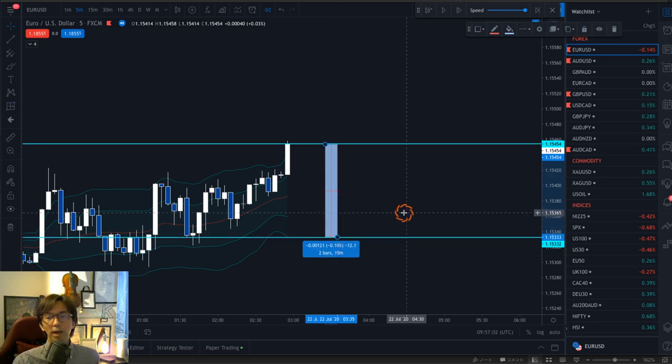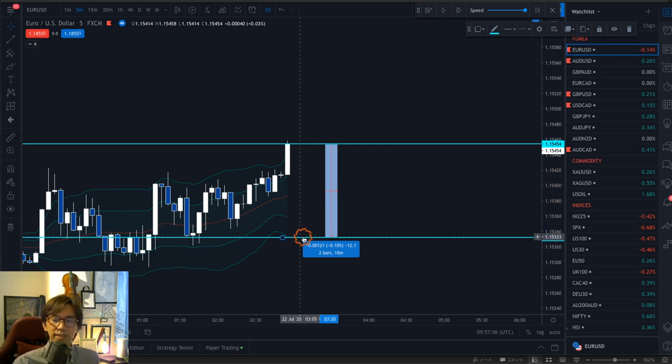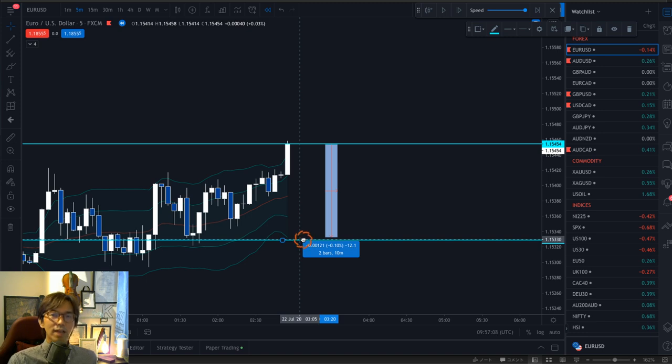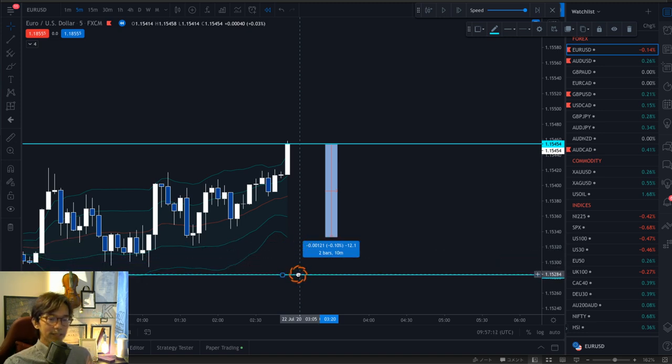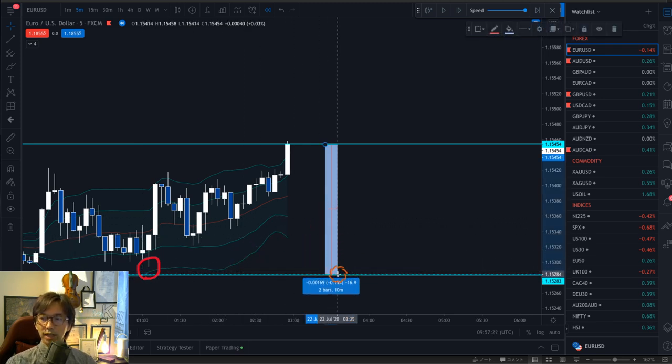12 might be too tight. I want to have at least 15 pips of stop loss because recently it's been volatile on lower time frames. I want more buffer on the stop loss. So most likely in this case I take the third low, which is going to be 17 pips of stop loss. So this is above 15 and this is a decent stop loss.